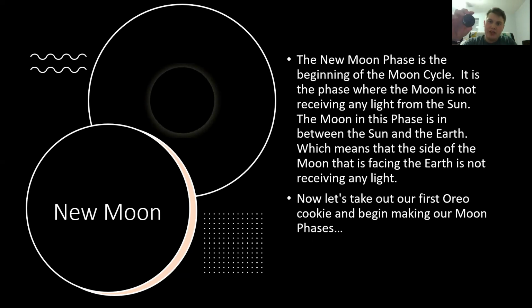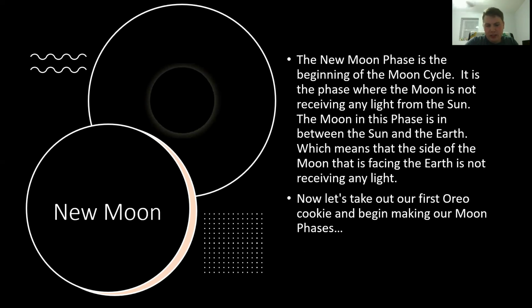Then this is our new moon. New moon has nothing lit up at all. See how just like the new moon, it has nothing lit up. It is all black except for the little light that's on it, but it's just all black. So put that onto your plate. And remember that that's the new moon.